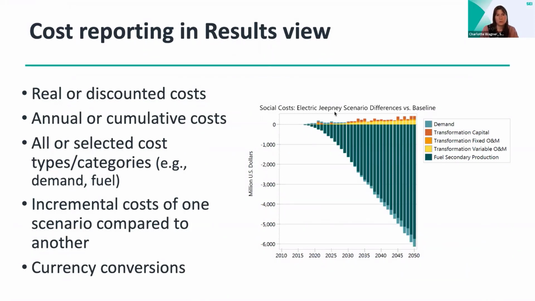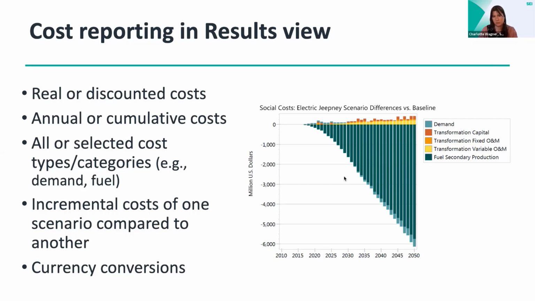And so when you do the final cost reporting in your results view, after you've added all these costs and you click on results, your costs and benefits get recalculated within the boundary that you've specified. You can do the cost reporting in real or in discounted costs. You can present them as annual or as cumulative costs. You can look at all or just selected cost types and categories. And you can look at incremental costs of one scenario compared to another.